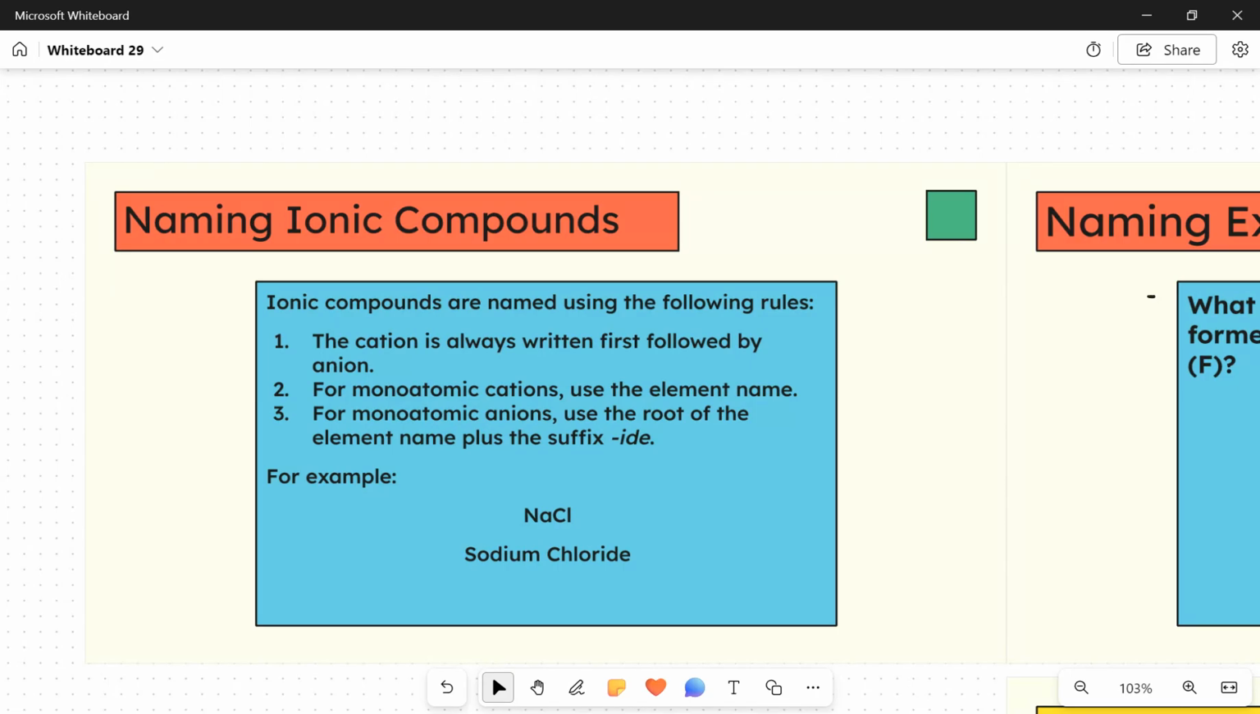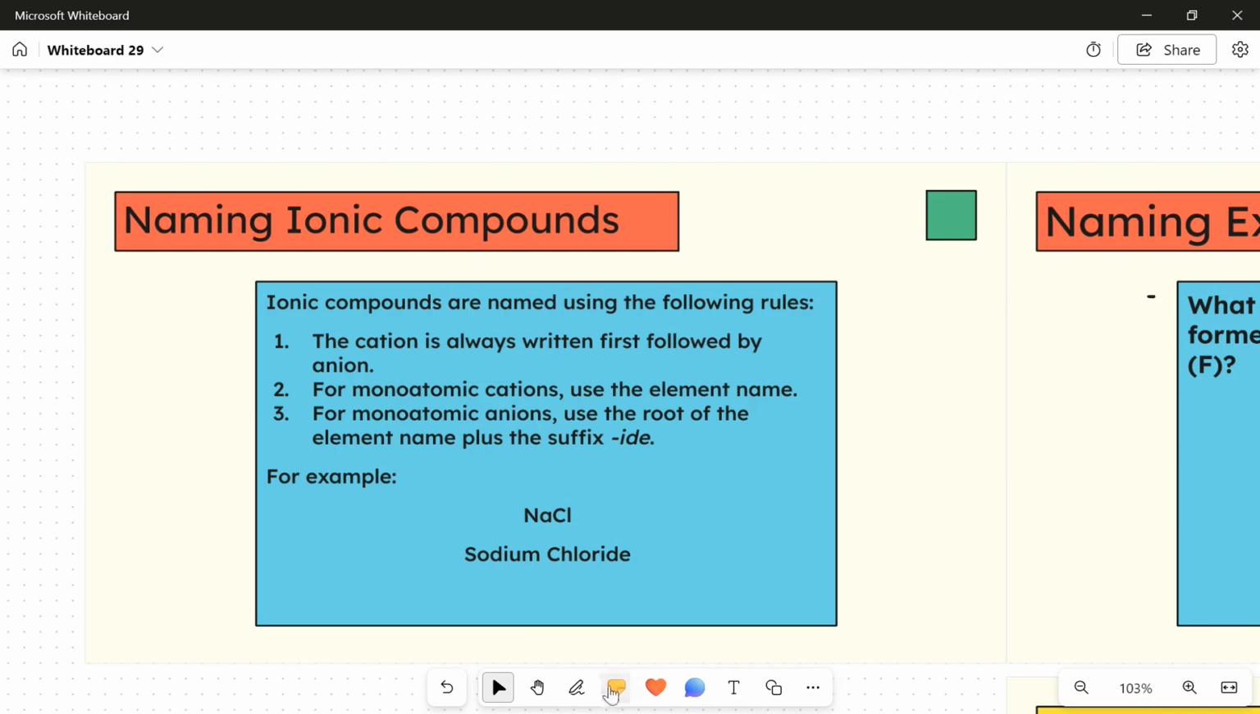Now, we have to follow a specific set of rules for these names so that when two people have a conversation about something and they say sodium chloride, for instance, both parties know exactly what they're talking about. Thankfully, ionic compounds have a pretty clear set of rules, with some exceptions, as far as how naming goes. So there are three rules to naming ionic compounds.